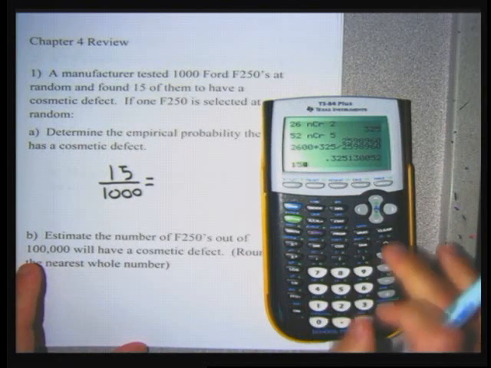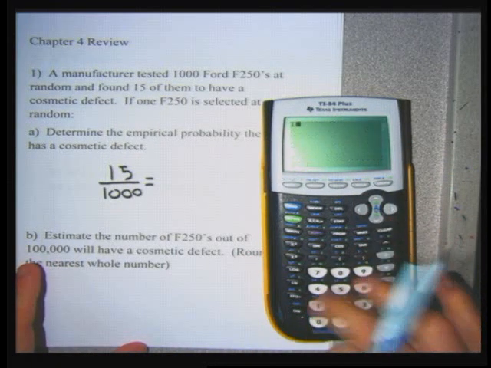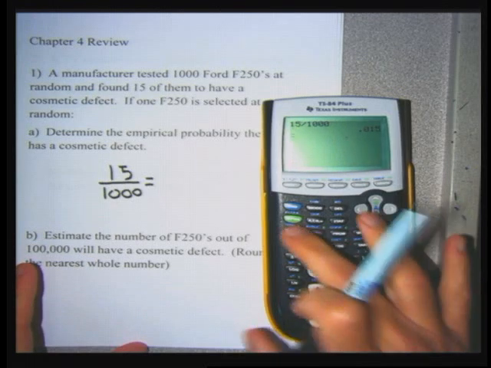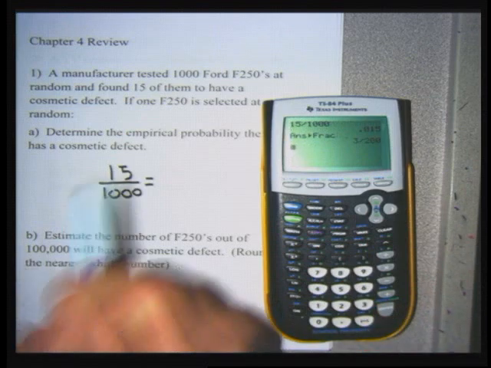So I'm going to go 15, let me just clear this out, 15 divided by 1,000, math, enter, and you get 3 out of 200.